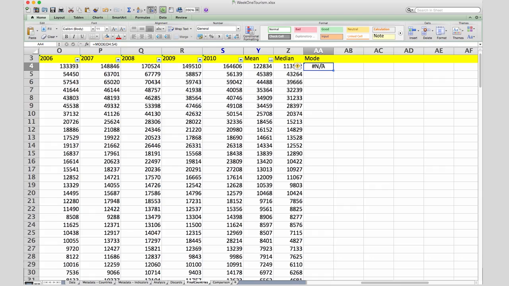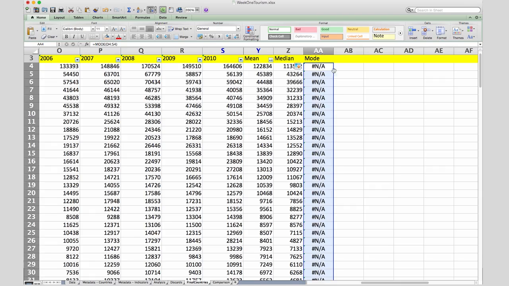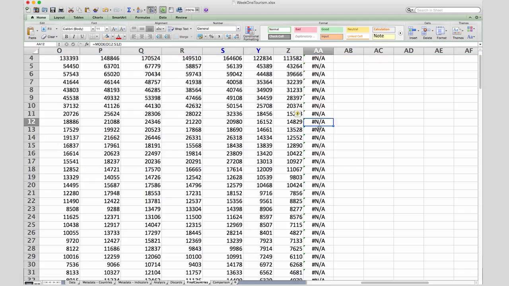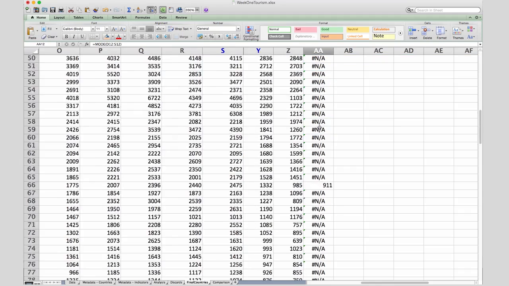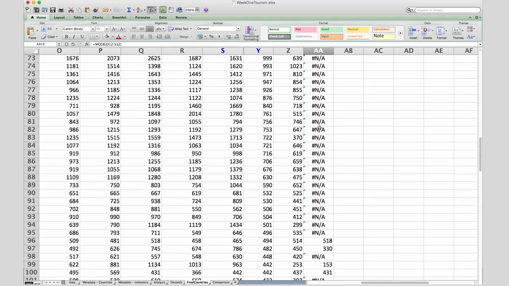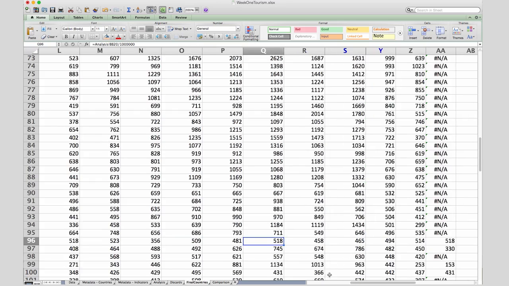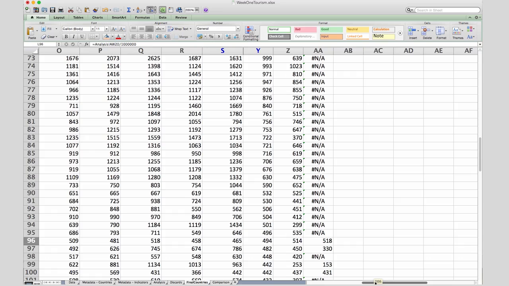Now let me apply the mode measure to all of the countries. Is it constantly not available or not applicable? Not really. Every once in a while you do find a number there. It just means that across that row, 518, for example, in row 96 had a repeat. Shall we investigate that? So I have 518 against column Q and against column L. So definitely there has been a repeat and perhaps it was the largest number of repeats.